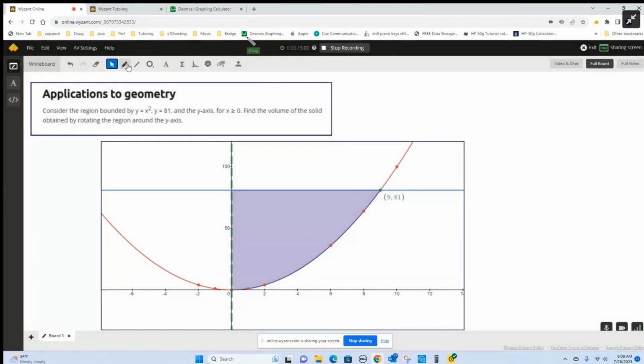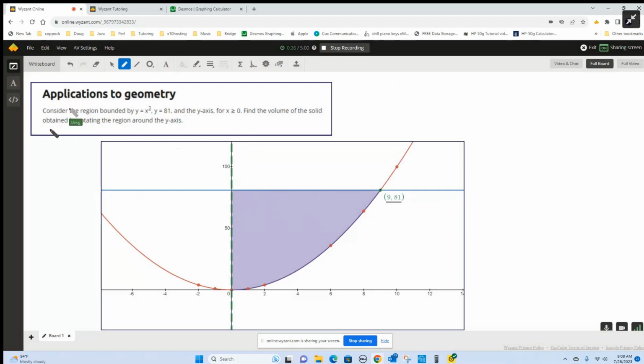Okay, here's the graph of y equals x squared, this red graph. Here's the line y equals 81. Notice that the point of intersection is at (9, 81). So this is the region we want to rotate around this green dashed line, the axis of revolution.